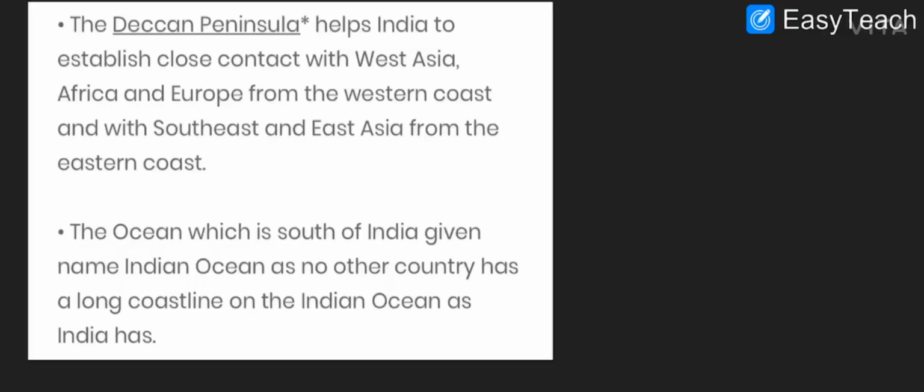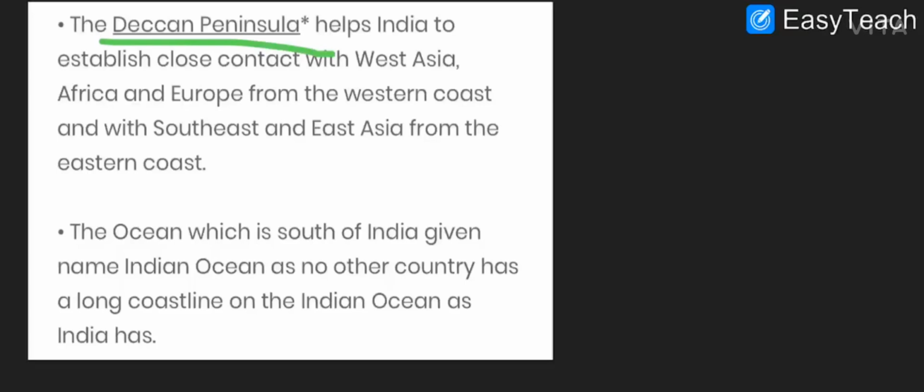Now let's come to the Deccan Peninsula. That's extremely important. It helps India to establish close contact with West Asia. Right? What is the significance of the Deccan Peninsula? Easy target question. What is the significance of the Deccan Peninsula? Now you have to write down.